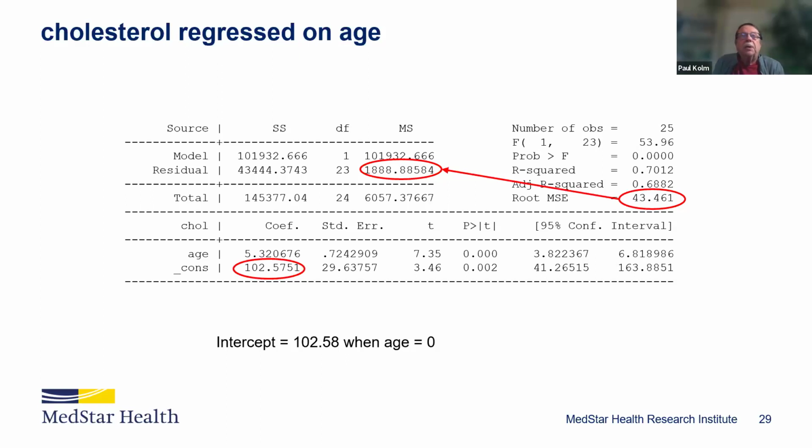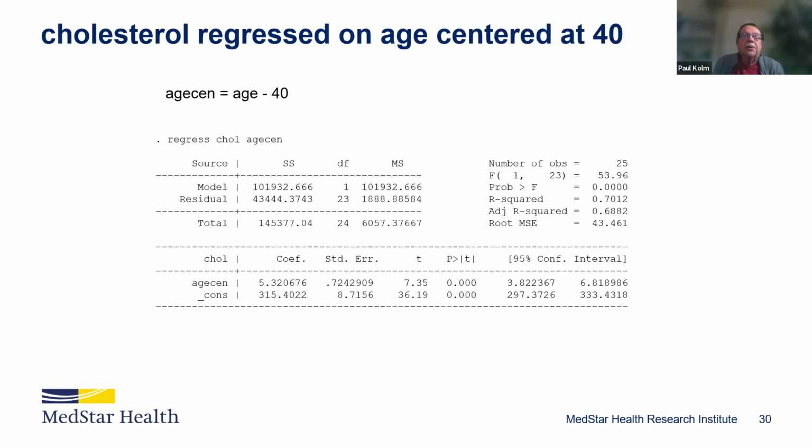So what you typically want to do, or what you should do in this case, is to center the independent variable. And so if we centered age at 40, then we would take everyone's age and subtract 40 from it. So in this case, we get a constant term of 315, which is more meaningful because this is the value of cholesterol when age equals 40, which is more meaningful than having a value at age equals 0.